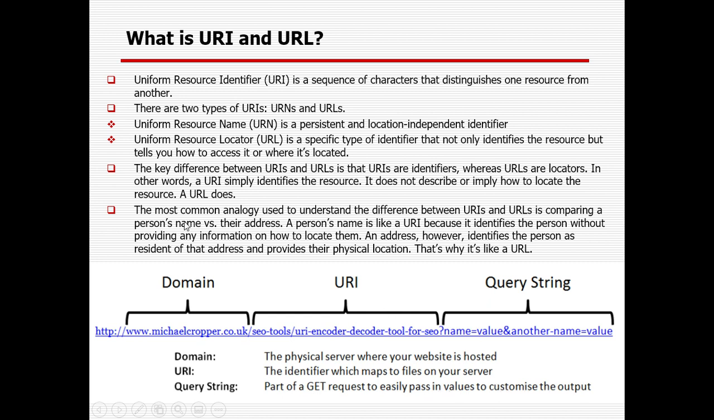The most common analogy used to understand the difference between URI and URL is comparing a person's name versus their address. A person's name is like a URI because it identifies the person without providing any information on how to locate them. So that is the URI, right? It gives you the person's name information, but not exactly where that person is. An address, however, identifies the person as they reside at that address, and provides the physical location. That is why it's called URL. So that is the basic difference between the URI and the URL.